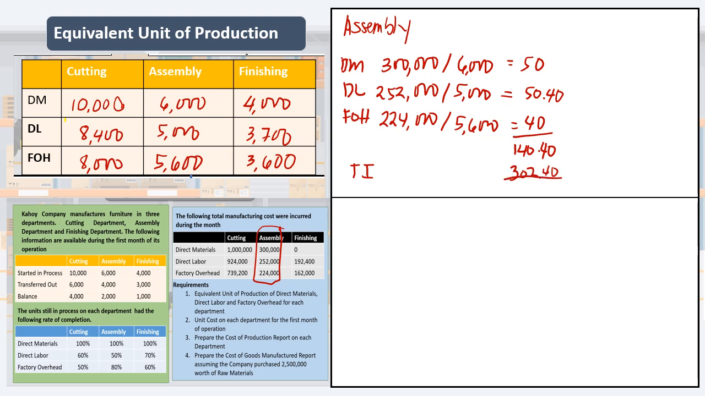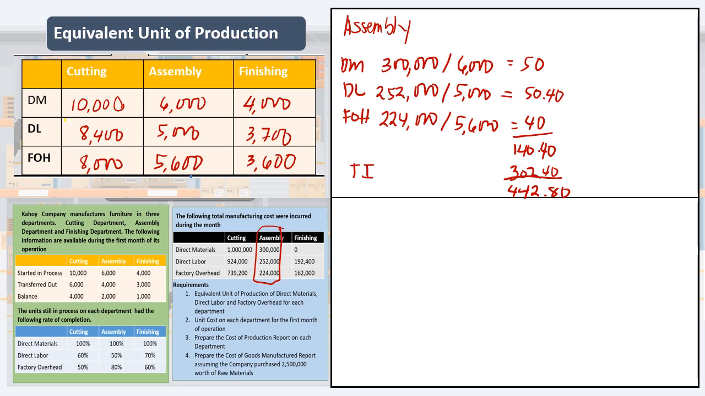So, i-total lang po natin yan. So, 140.4 plus 302.4. So therefore, our unit cost for department number 2 will be 442.8. So papansinin nyo, idinagdag po natin yung 302.4 kasi nga process costing ito, accumulating po yung cost.